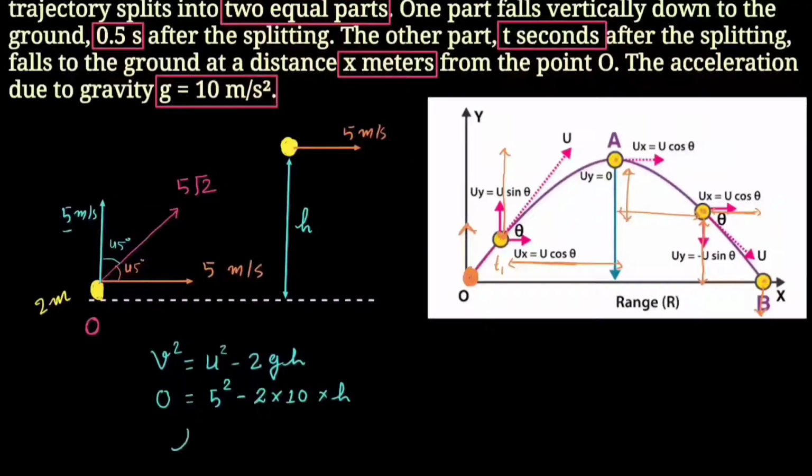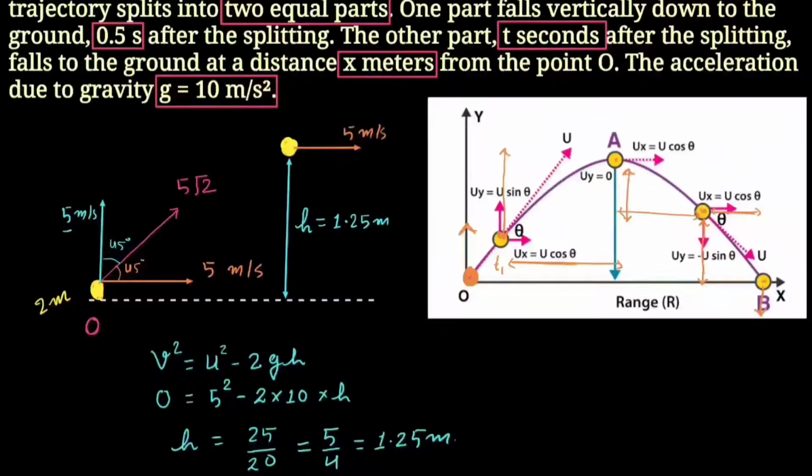So from here, the value of h would come out to be 25 divided by 20, or 5 by 4, and its value would be 1.25 meters. So this is the first outcome: the total height achieved by this projectile is 1.25 meters. And this height is achieved due to the presence of this velocity alone. The second thing which we can calculate is how much time it has taken to achieve this maximum peak.